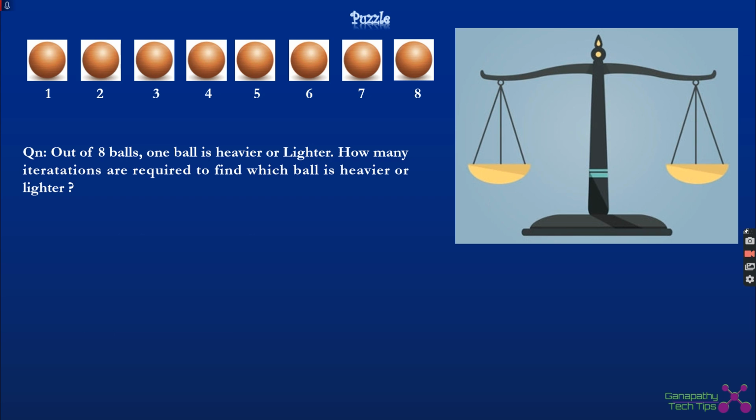We need to come up with the answer that which ball is the possible suspect, whether it is weighing heavier or it is weighing lighter. Think through this question and come up with the minimal number of iterations which is required to come up with the answer for this question. Please pause the video for some time, think through that and come back to the video.